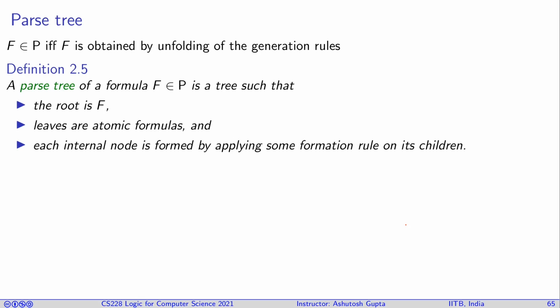Let's suppose a string or formula f belongs to P, then its parse tree looks like this. It has a root, which is the formula itself, and it has leaves which are atomic formulas. Remember the atomic formulas, which are either P or some variable, or true or false symbols. Each internal node is formed by applying some formation rule on its children. So let's look at an example.